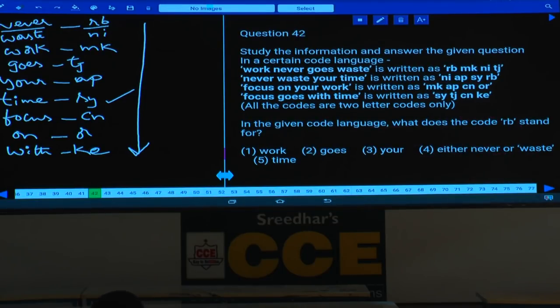Then question number 42. In the given code language, what does the code RB stand for? Now, RB stands for what? RB stands for either never or waste. Either never or waste, that is choice 4.